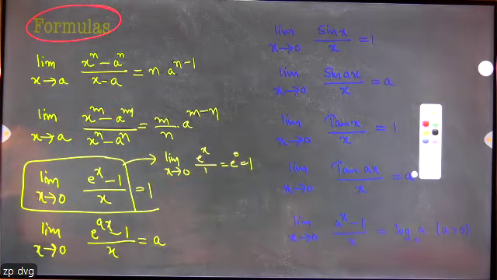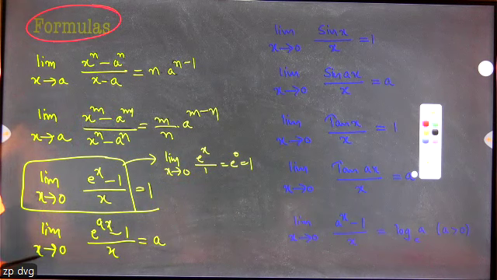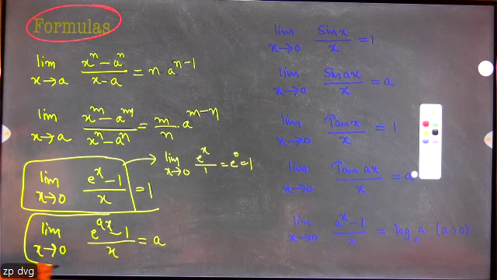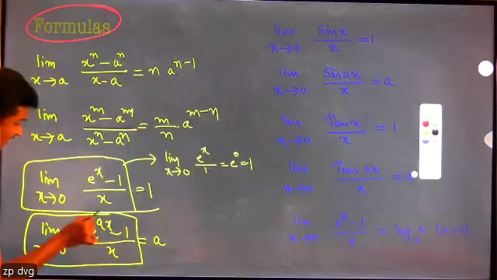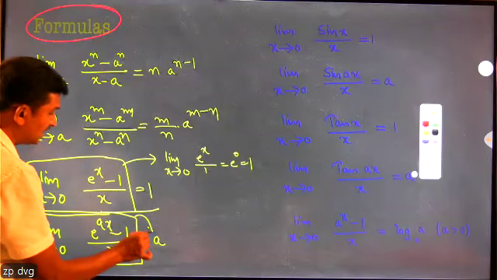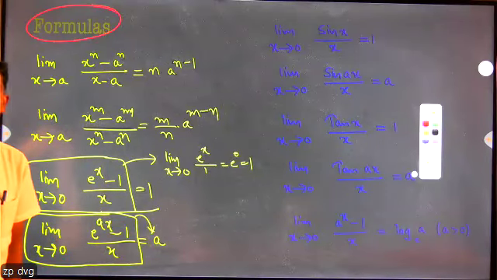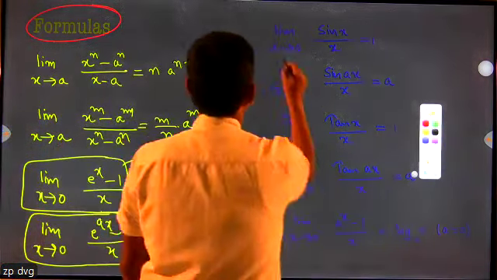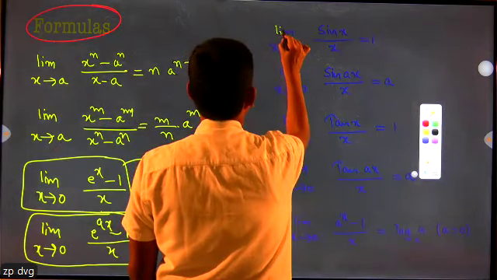In case in exam, if you forgot this formula, you can derive this with the help of L'Hospital rule. That's why it is important. You must know L'Hospital rule before doing continuity part. Okay. Similarly, limit x tends to 0, e power ax minus 1 divided by x equal to a. This also you can derive with the help of L'Hospital rule. Look at this formula. In first PUC, this is for 5 marks.